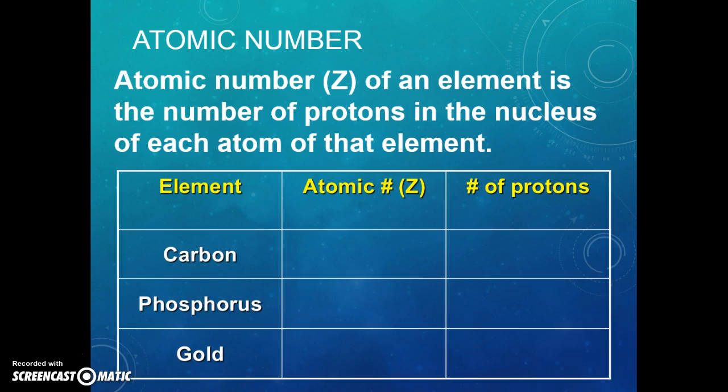So then the atomic number, just to show you a little more information, we can see from this table, we have some information about the atomic number. Carbon has an atomic number of 6, which means the number of protons in carbon is 6. Phosphorus has an atomic number of 15, and so the number of protons is 15. Gold has an atomic number of 79, which means gold has 79 protons. So we can see pretty clearly that there's a relationship between atomic number and number of protons.